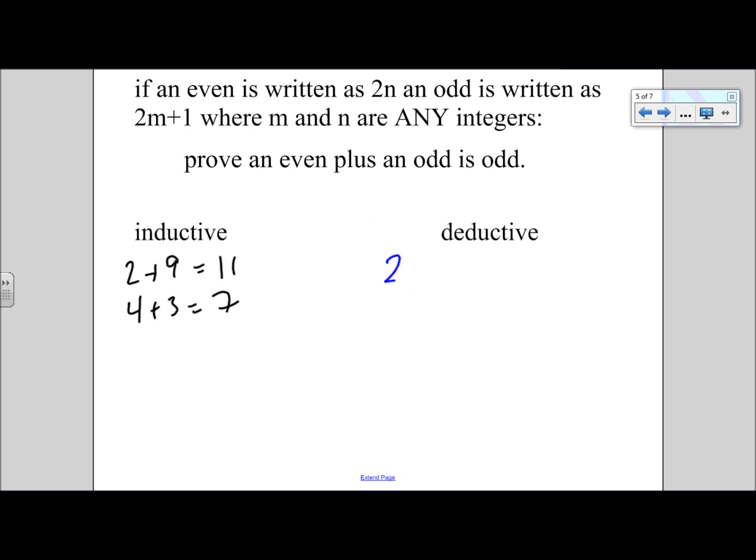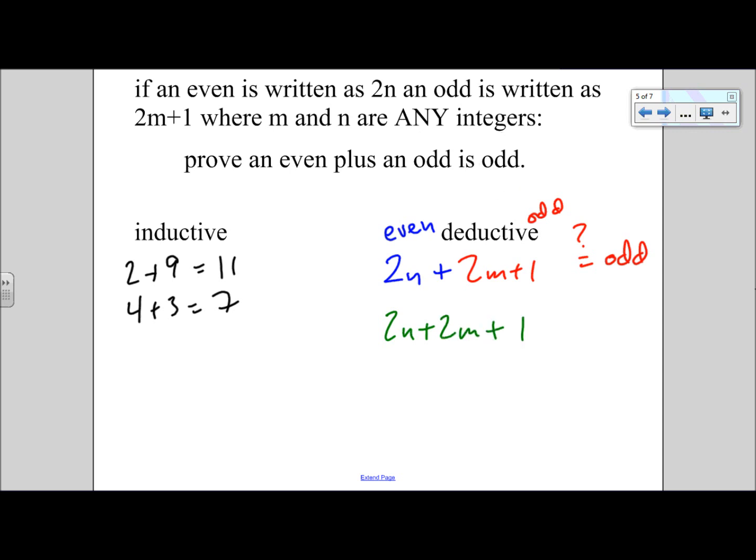So I'm going to add a 2n, that's my even, plus my 2m plus 1, that's my odd. And we're going to see if this actually produces an odd form. So 2n plus 2m plus 1. Again, we cannot combine those n's and m's, so I just simplify. If I could add anything together, I would. But I have 2n plus 2m plus 1.